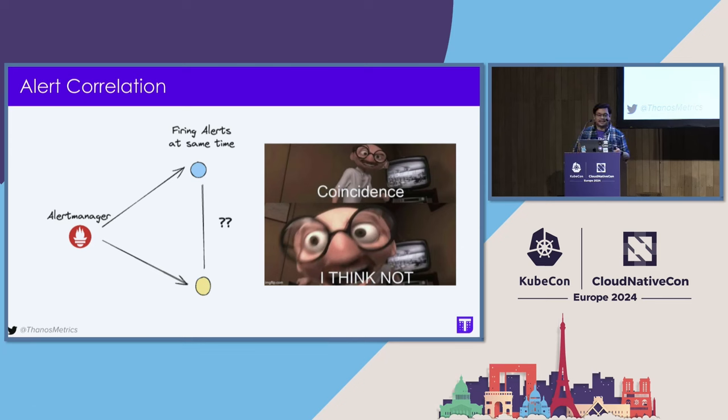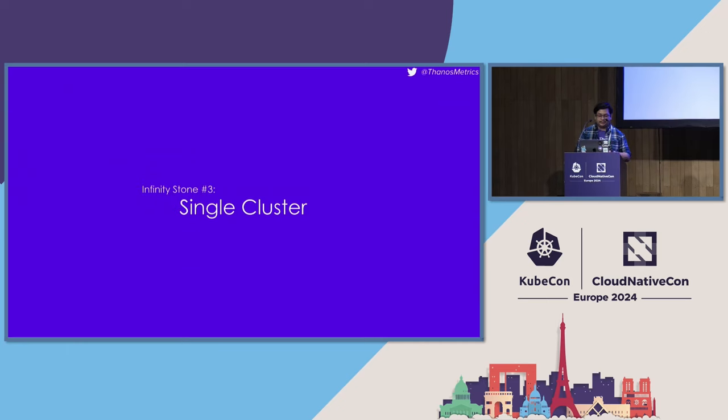Now, looking at things like this, you might ask, okay, how are we actually collecting this data on OpenShift clusters to enable things like this? And that brings me to my third Infinity Stone, which is single cluster monitoring. So this is a bit of a tricky one, as you'd think Thanos probably doesn't have much to do on just a single cluster, right?